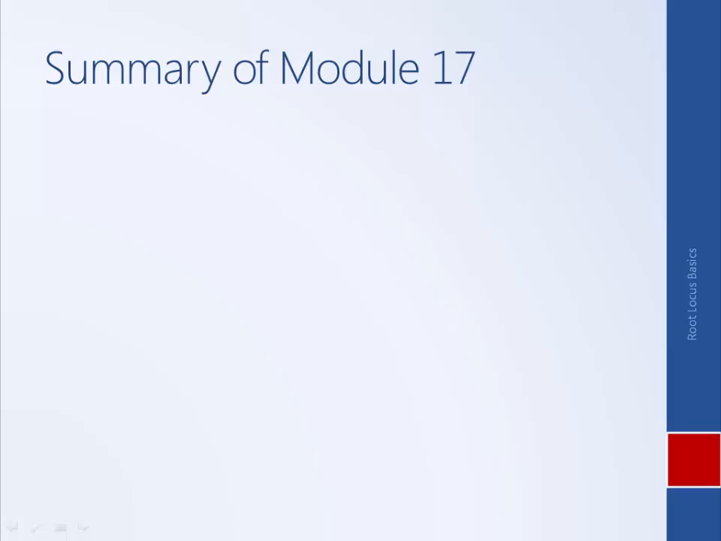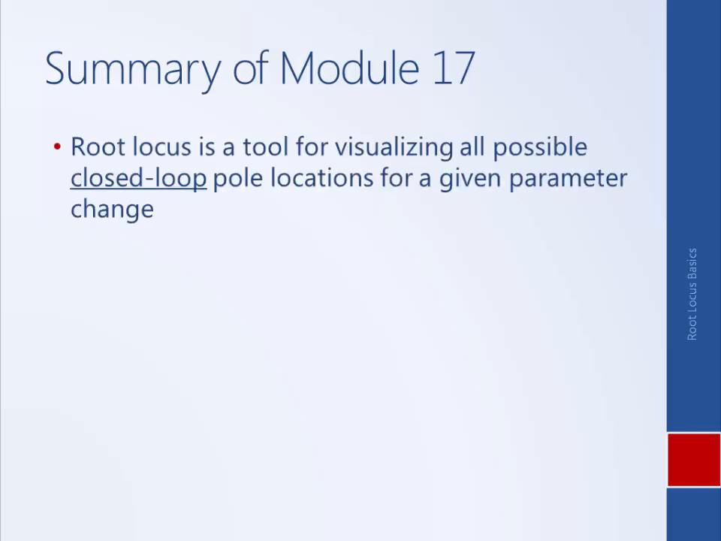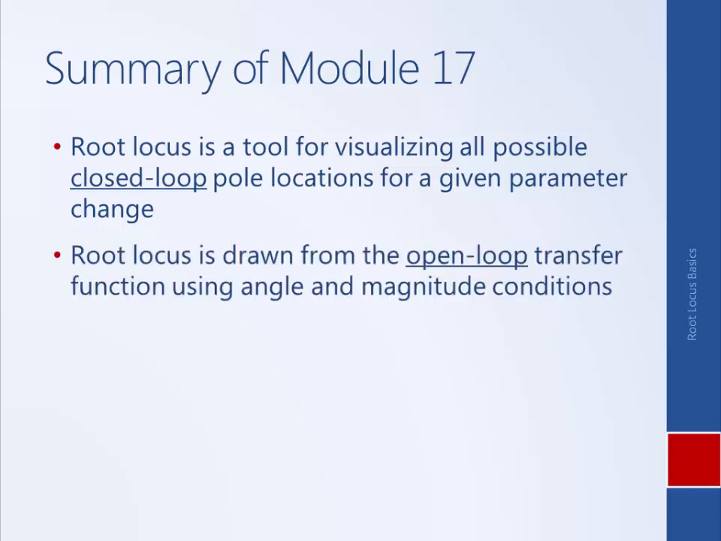So this brings us to the conclusion of Module 17. In this module, we learned about the root locus tool, which is a graphical tool for visualizing all the possible closed-loop pole locations for a given parameter change, for example, a proportional gain k. We learned how to draw this root locus based on angle and magnitude conditions from the open-loop transfer function. So this is quite interesting that we can draw this root locus, this picture of all the possible closed-loop pole locations without ever actually finding the closed-loop transfer function. We draw it straight from the open-loop transfer function.